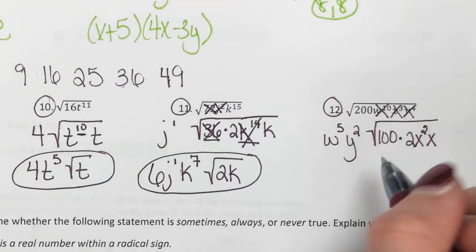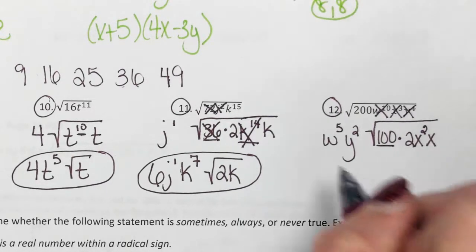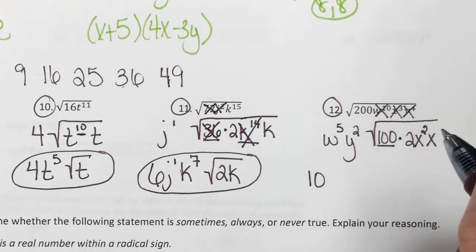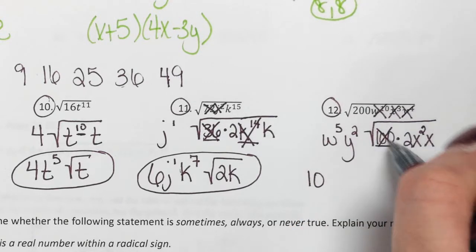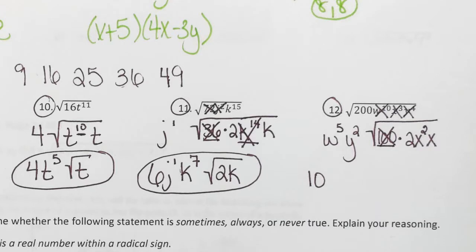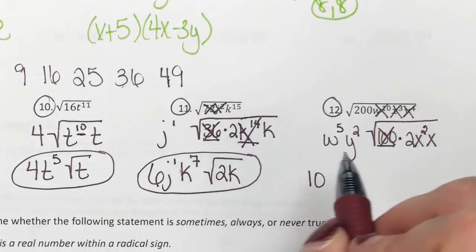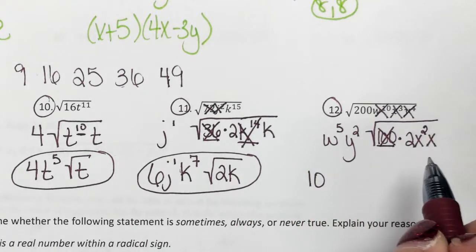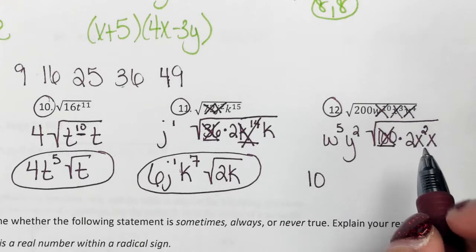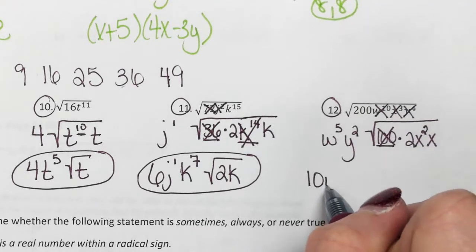All right, here we go. 100 gets to come out as what number? 10. This is really going to help if you mark out some stuff on this one, guys, okay? We got to do these letters in alphabetical order. So we got W, we have Y, and we have X. Which one comes first in the alphabet? W. There you go.